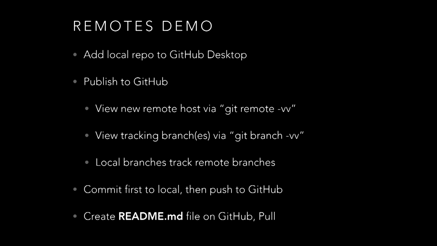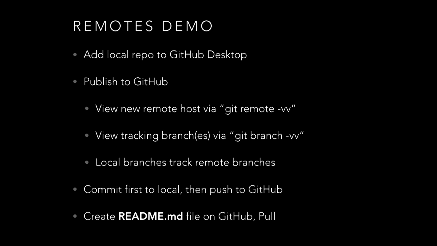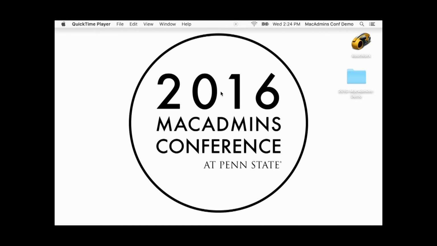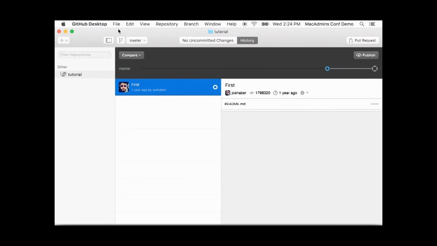Remotes demo. I'm just going to go through the video for this one because of time. Sorry, let me back up. We're going to add a local repo that we've already created on the desktop through GitHub Desktop. We're going to publish it and show the status of what the remotes look like before and after, and then show the local branch, and then commit, and then push to GitHub, and then create the README. But we might need to move a little so you can get to your stuff too. All right, is that going to play? There we go.